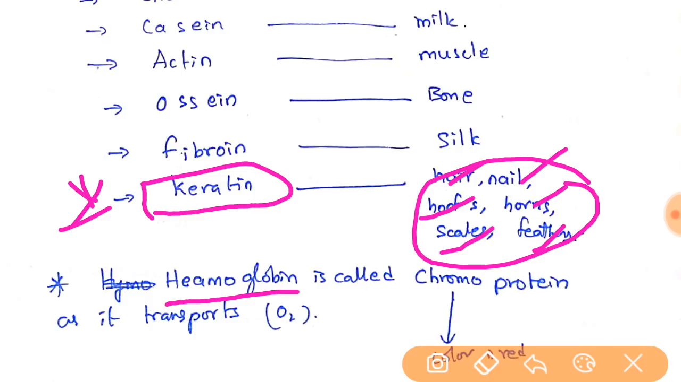Hemoglobin is also called chromoprotein, which I have said earlier, as it transports. So it is called chromoprotein because it has protein, friends. It also transfers oxygen, friends.